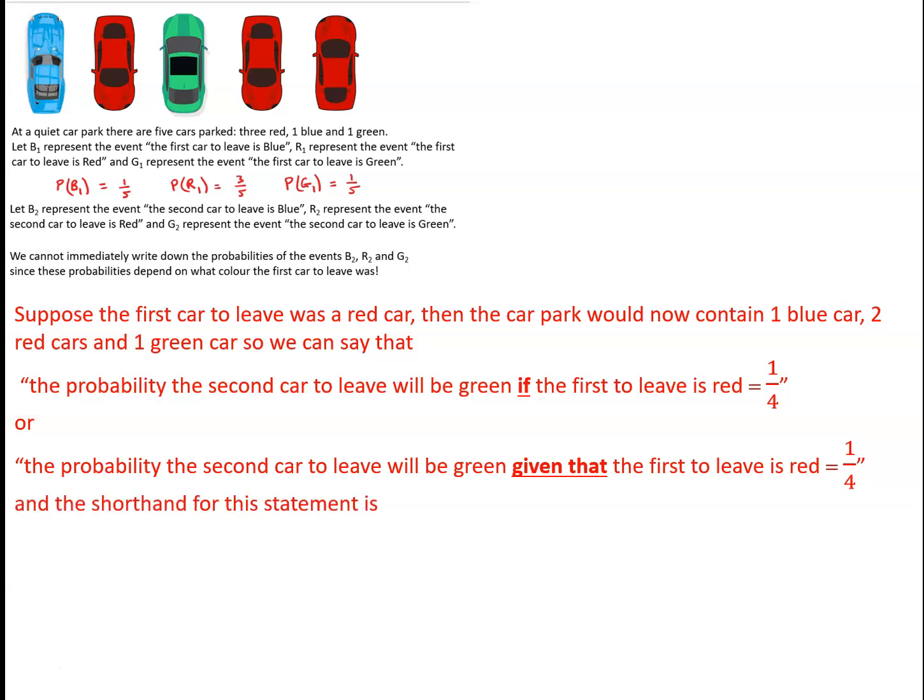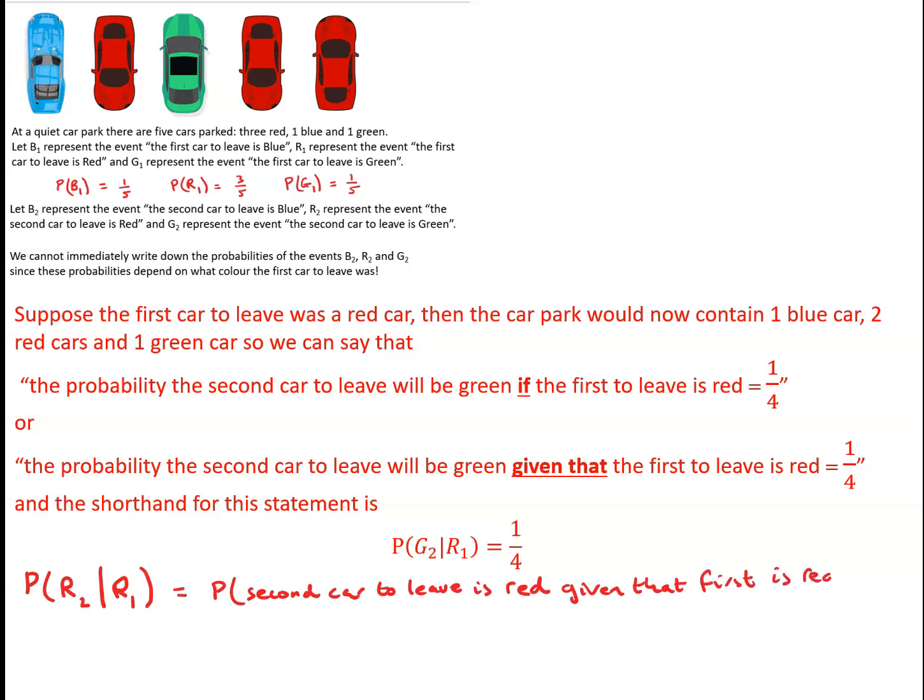And the shorthand for this statement is the probability of G2, that's the second car to leave is green, then we have the straight line as the shorthand for if, or given that, R1 has occurred. So we would read that as the probability that the second car to leave is green, given that the first car to leave was red, is 1 in 4.